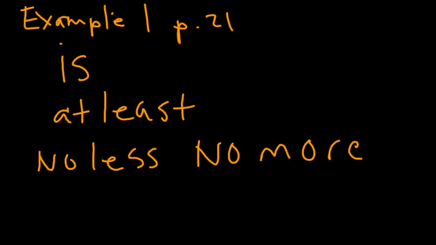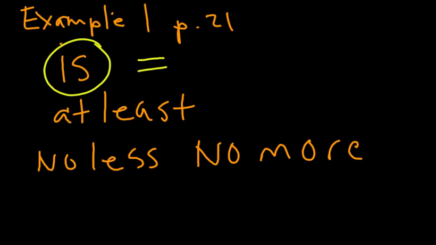Look at example 1 on page 21. Number A gives us a verbal sentence. The difference of twice a number k and 8 is 12. And then they show you how you write that. 2k minus 8 equals 12. Notice that the word is means equals. When you see something, something, something is something, that's equals.